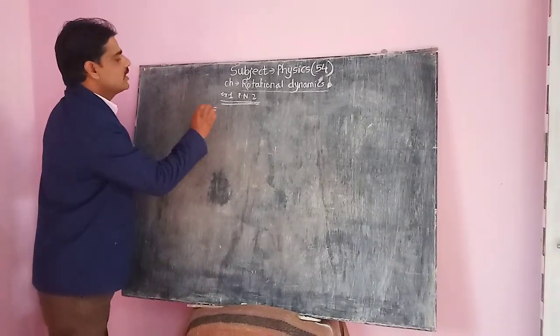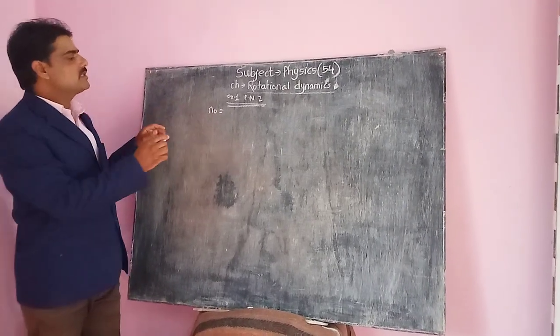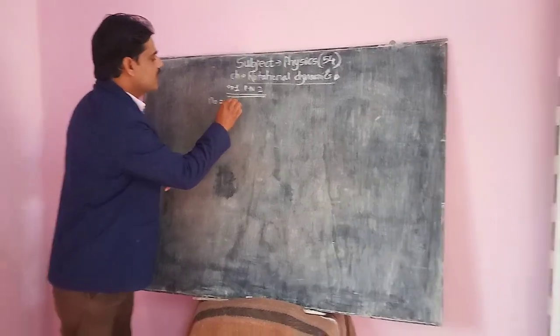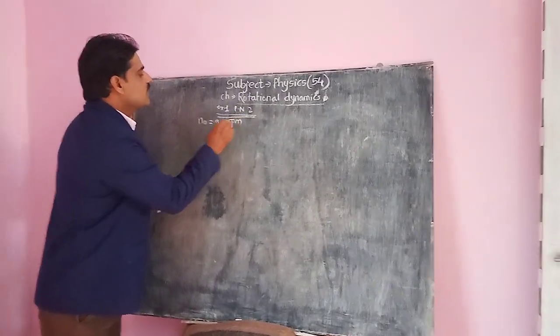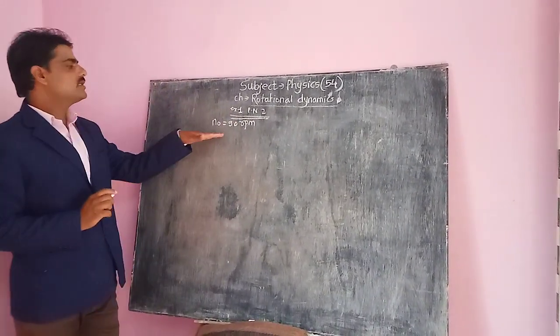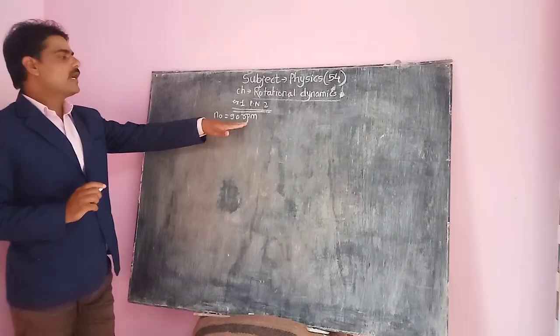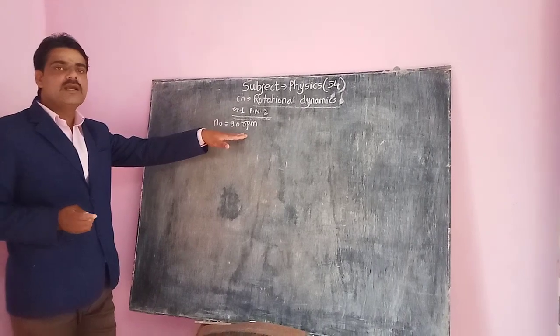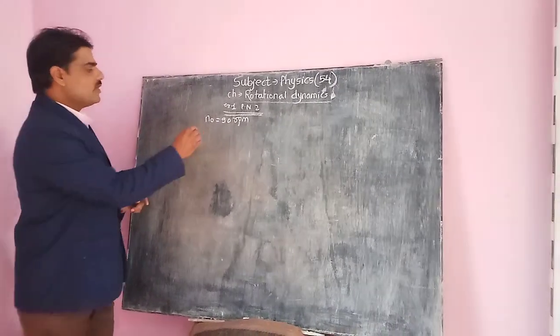N0, fan rotating at 90 rpm. It means that the frequency of the fan, N0, is equal to 90 rpm. rpm means revolutions per minute. म्हणजे एका मिनिटामध्ये 90 revolutions होत आहेत.